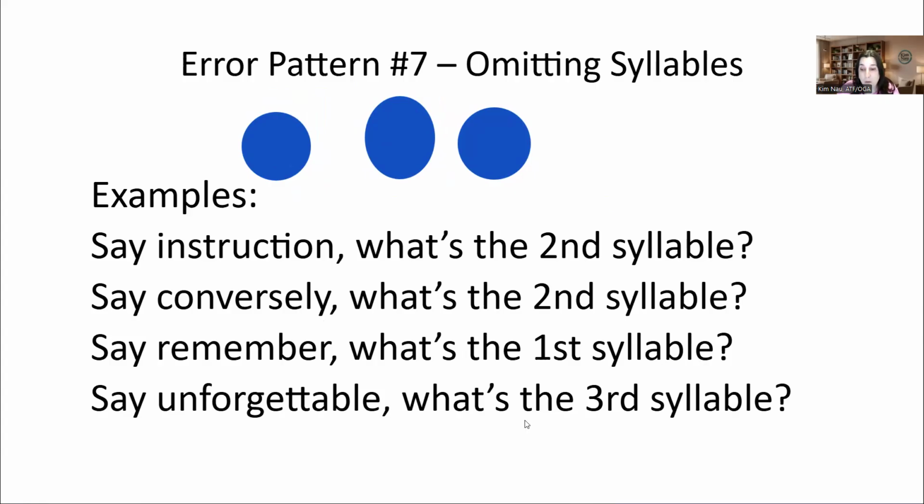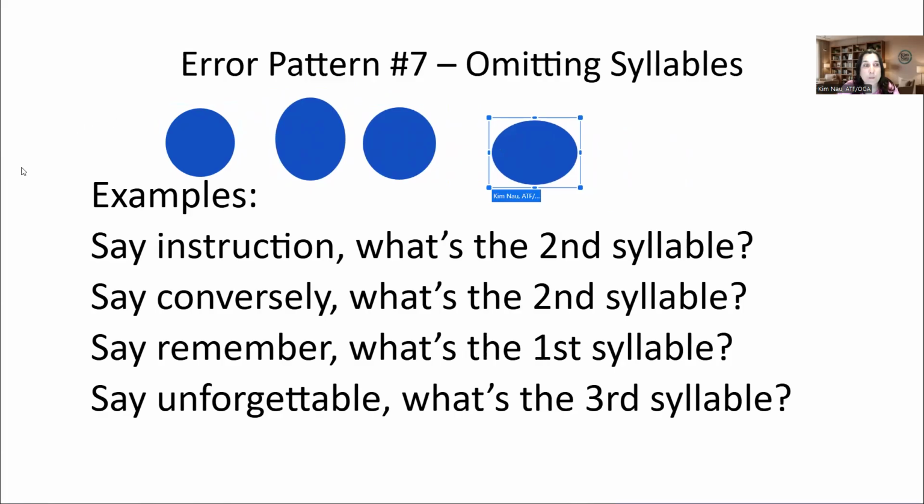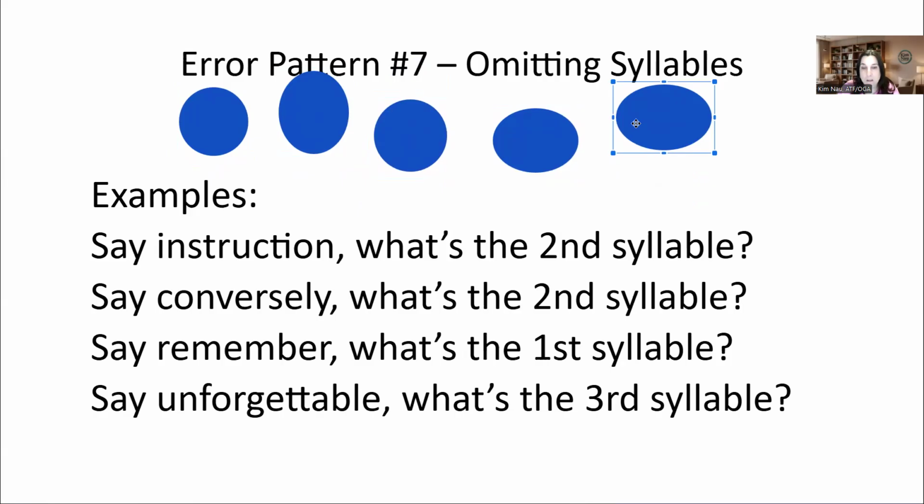Say unforgettable. What's the third syllable, right? It's getting harder. Unforget. Oops. Hold on, I need another one. Bull. What's the third syllable? Unforget is the third syllable. Bull.